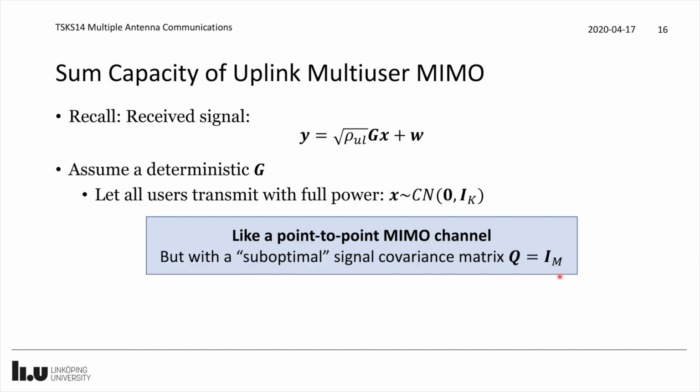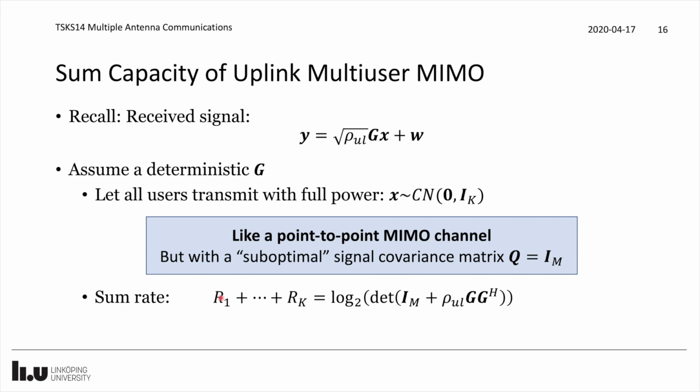Then this is very much like a point-to-point MIMO channel, but with a suboptimal way of selecting the transmission. So we have a signal covariance matrix for X here, which is an identity matrix, which was not the optimal choice. We wanted to select it based on the singular value decomposition of the channel. But in the multiuser MIMO system, we cannot do that because the users are not cooperating. So therefore, it turns out that this is actually the optimal strategy if we would like to maximize the sum capacity.